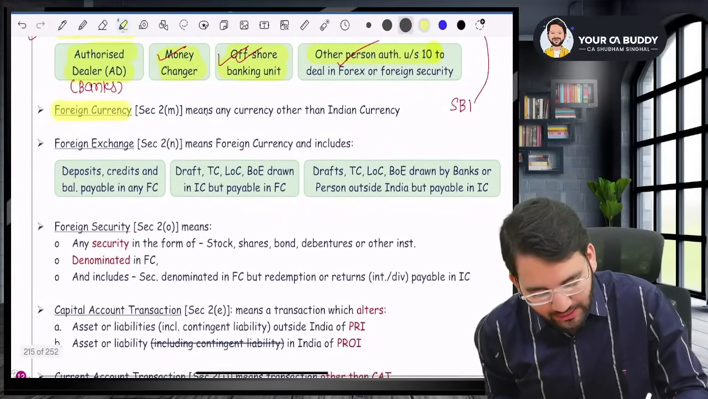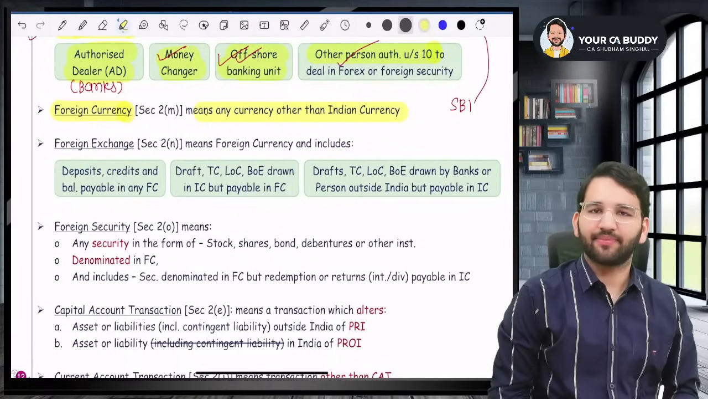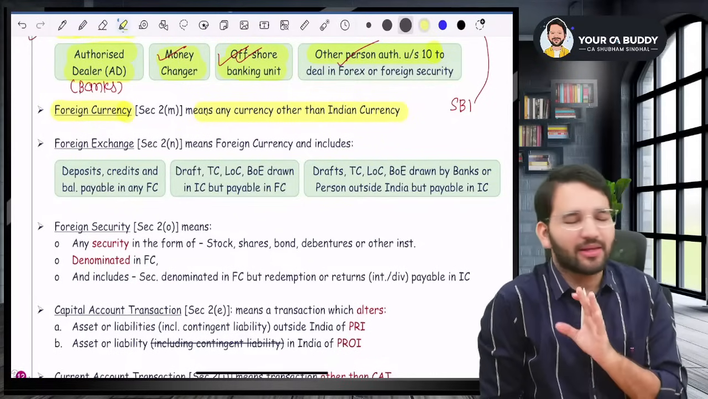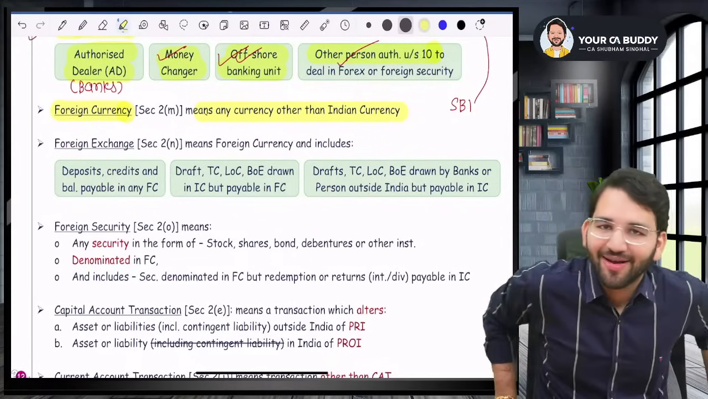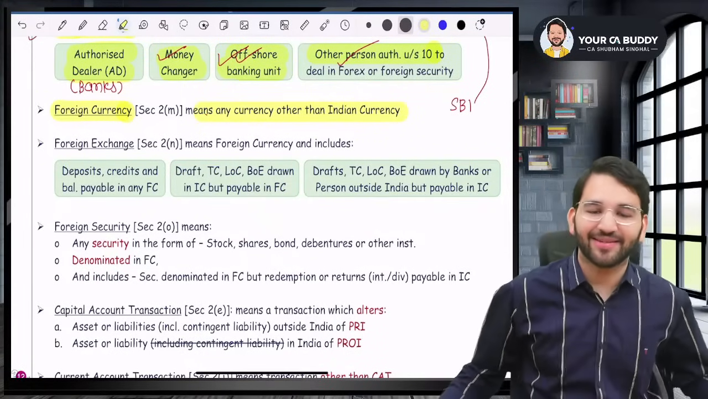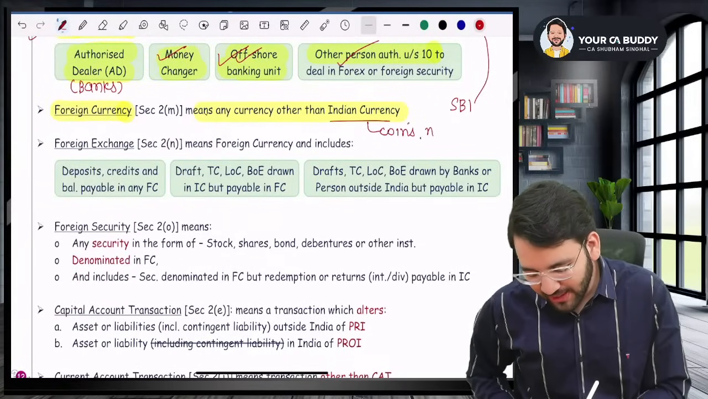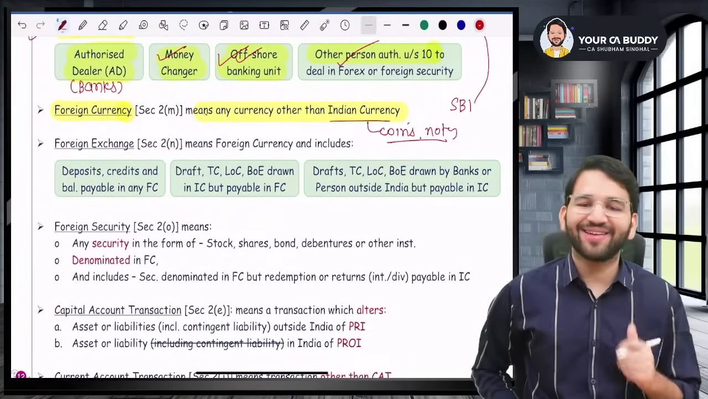Sir, what is foreign currency? Wonderful definition. Means any currency other than Indian currency. Foreign currency means any currency where there is no photo of Mahatma Gandhi ji. So basically, when we say Indian currency, it means coins also, it means notes also. Everything will become Indian currency.